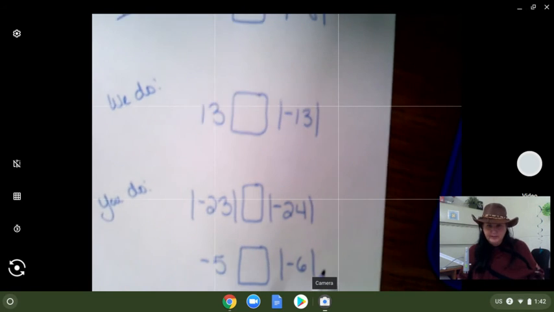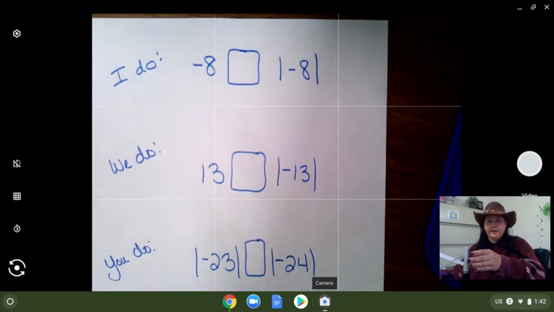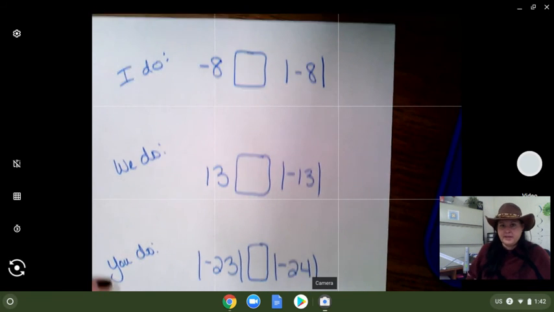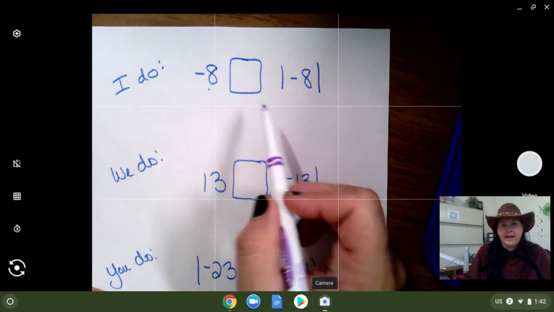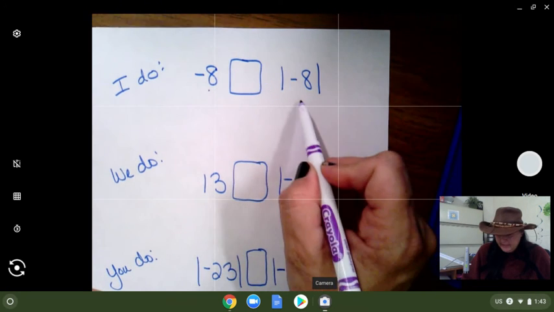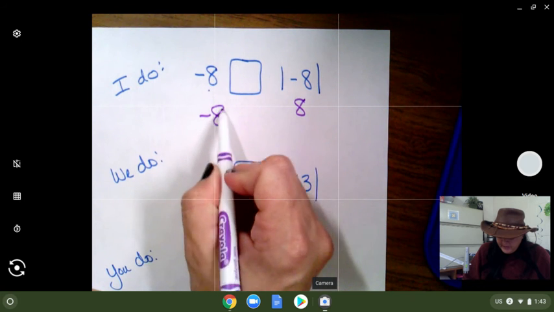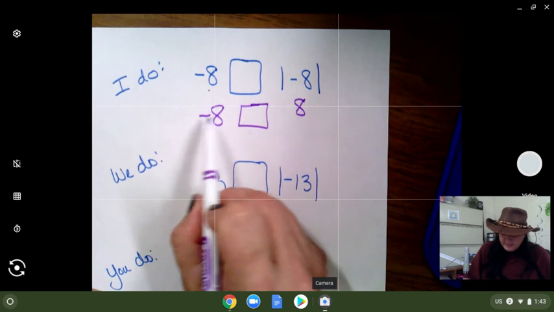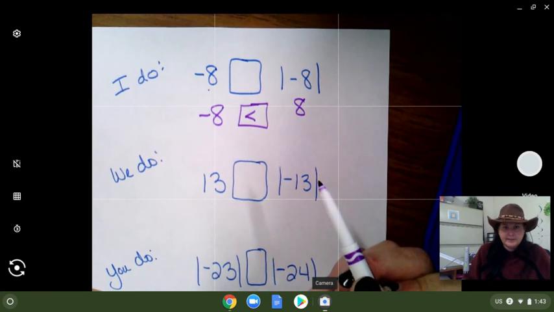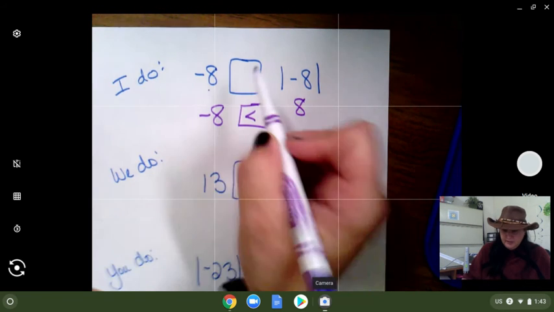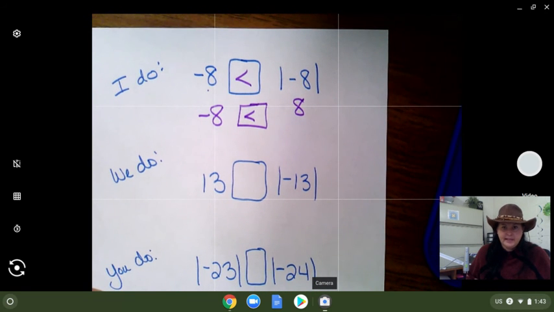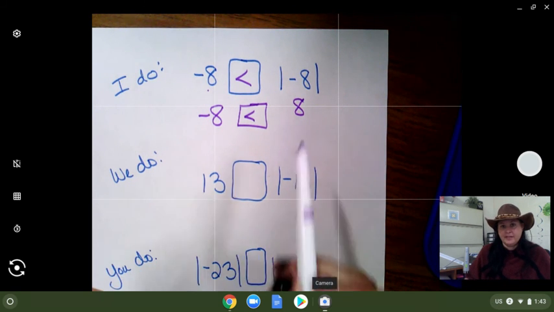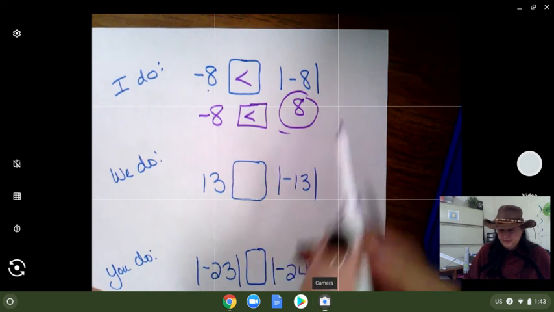Okay, let's look at another one. This one, we're just going to be doing some comparing. The first one, I'll do it, just watch me. We have a negative 8 and an absolute value of a negative 8. The absolute value of a negative 8 is just 8. So I have to compare a negative 8 to 8. And so negative 8 is smaller or less than 8. So this would be a less than symbol. Negative 8 is less than the absolute value of negative 8. Because the absolute value sign tells you that this is always going to be a positive answer.